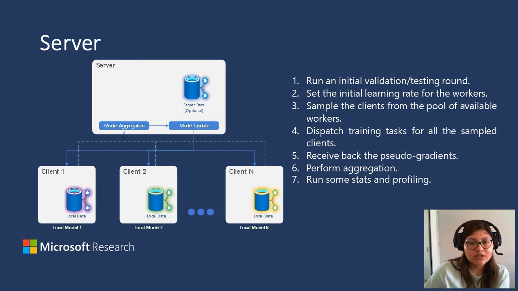Run an initial validation testing round if the options have been enabled in the configuration file. Set the initial learning rate for the workers. Sample the clients from the pool of available workers. Dispatch training tasks for all the sampled clients and receive back the pseudo gradients. Note that at this point we already have the pseudo gradients for each client, and they come with a specific weight that can vary accordingly if we are using DGA, which is dynamic gradient aggregation, or Fed average. Perform aggregation, and finally some run stat and profiling steps.